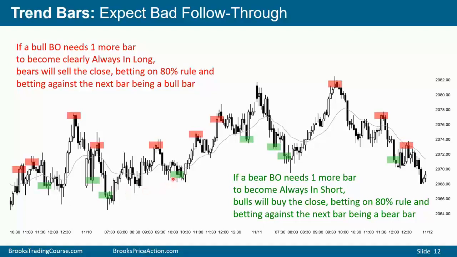The same with here. All of these bear bars. You can see how the follow through is bad. Big bear bar followed by a bull bar. Bear bar, bull bar, bear bar, bad follow through. That tells you that whenever there's a big bear bar, the bulls are overwhelming the bears and creating reversals. And the opposite is true with the big bull bars. Look at the follow through after every breakout attempt. It's terrible. And that tells you that the bears are overwhelming the bulls at the top of each strong bull leg.